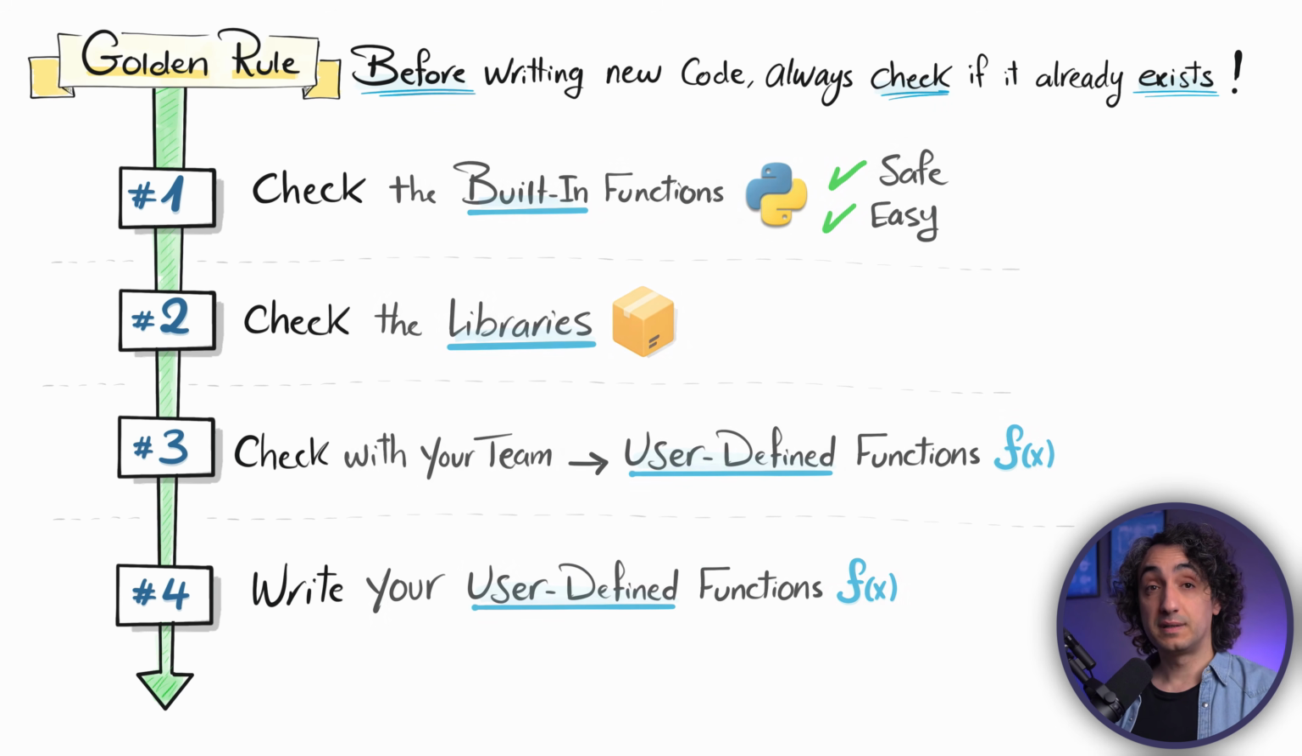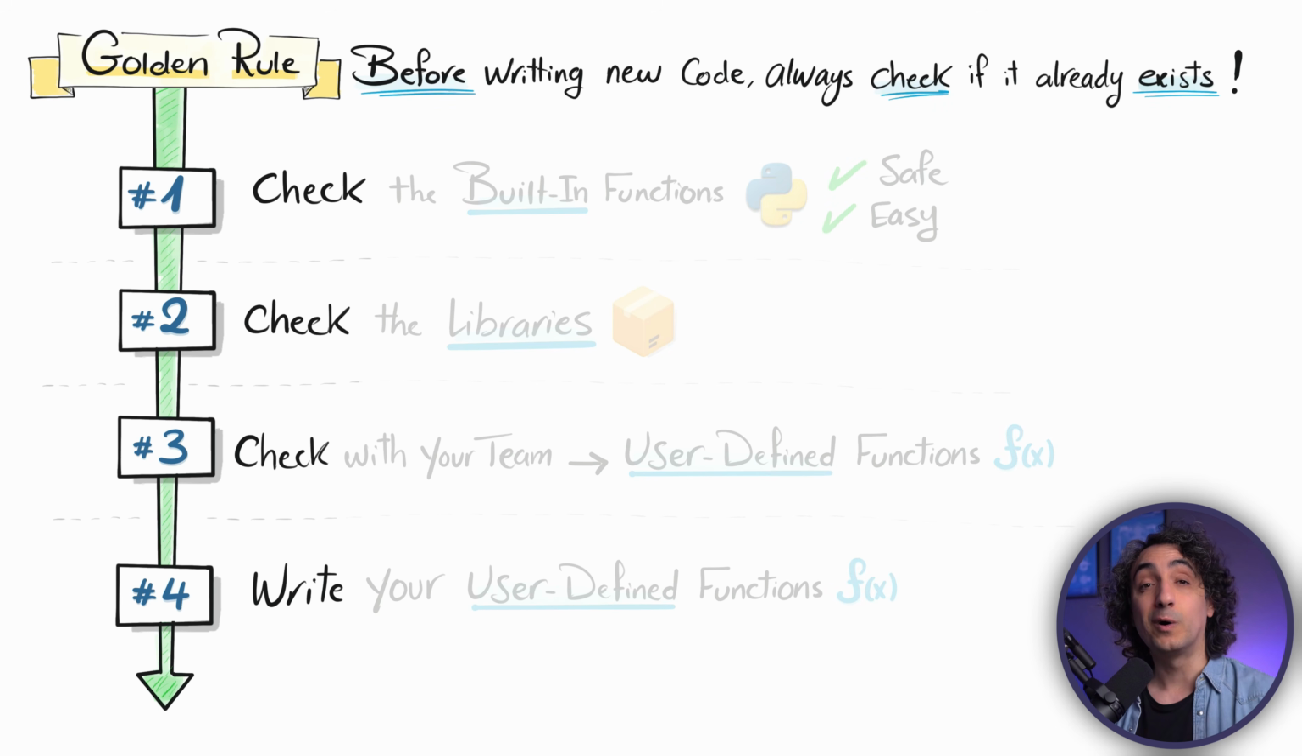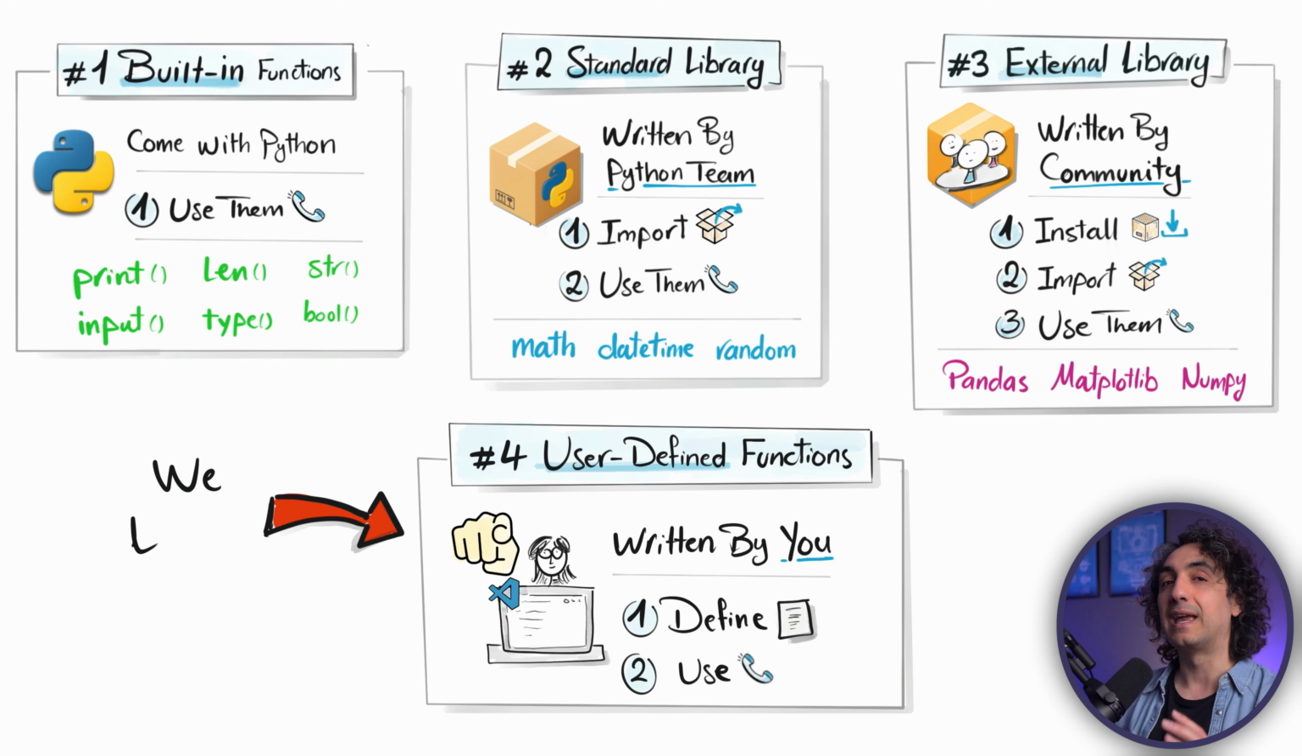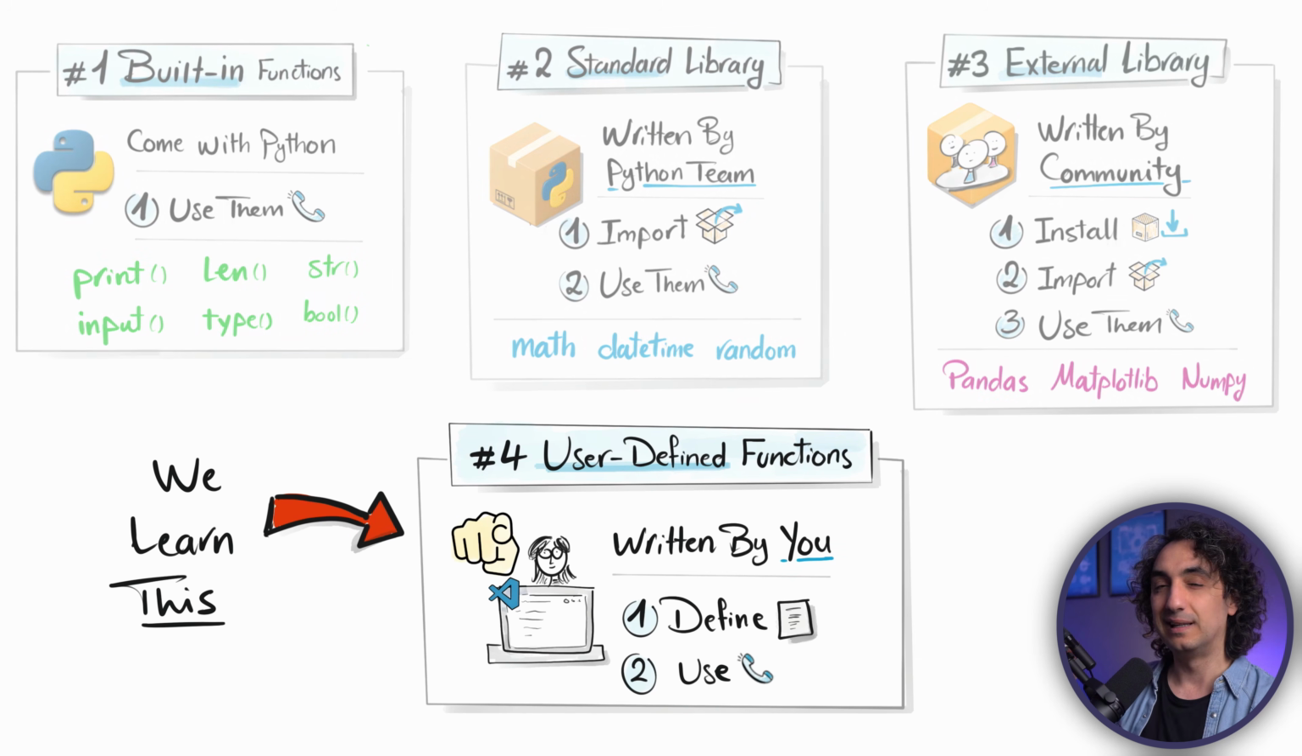So the idea is very simple. Always check whether it already exists and reuse it before you write anything or any function from scratch. So this is how we decide which source we should use. And now of course we're going to focus on the user-defined functions. So let's dive in.